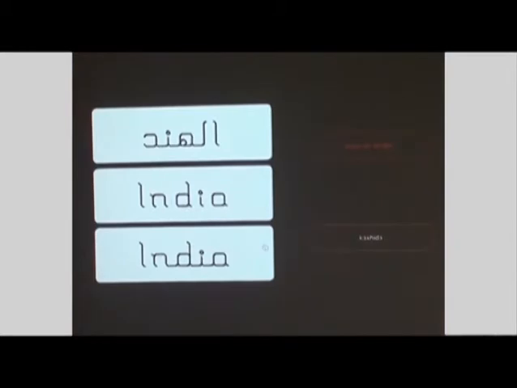So if I want to write the word Al-Hind, which means India, you can see the difference between the second and the third slide. There is a small glyph connecting the letters, which we call Kashida. It comes from the Persian. It means elongating.